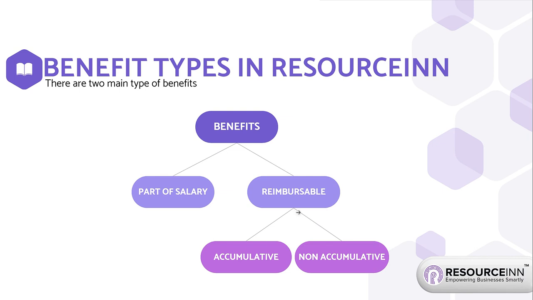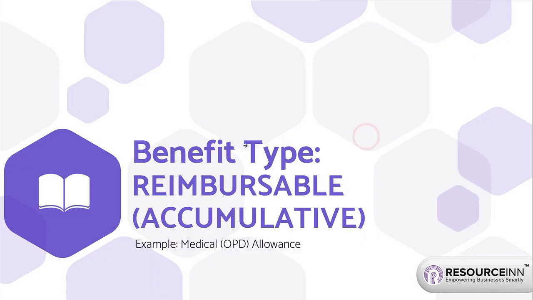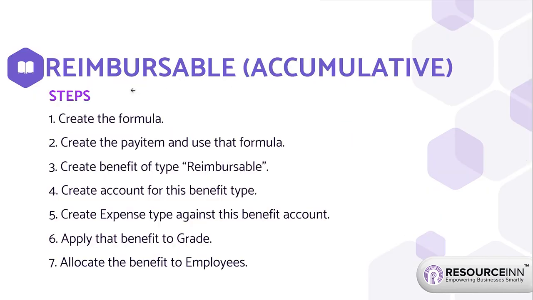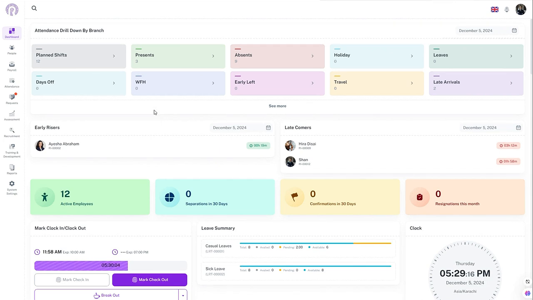So let's see how a reimbursable accumulative benefit, like medical OPD, can be created in Resourceinn's portal. For the creation of a reimbursable accumulative benefit, you have to follow these steps in Resourceinn. First is to create a formula. Let me take you into the portal and explain one by one.